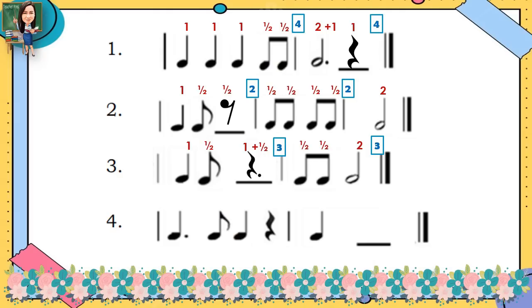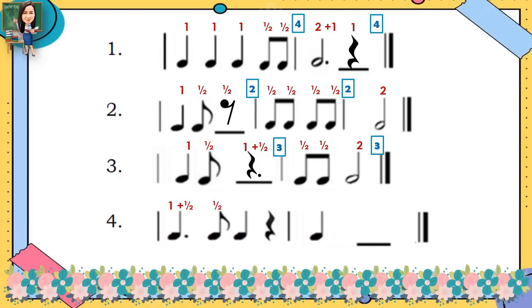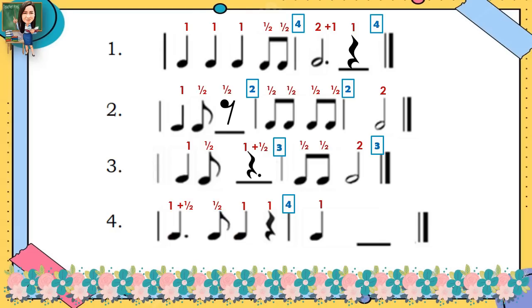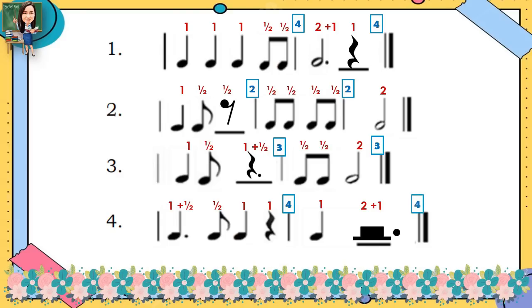Number 4. In the first measure, the dotted quarter note is 1 plus 1/2 equals 1 and 1/2. Eighth note has 1/2 beat. Quarter note has 1 beat. And quarter rest has 1 beat. For the total of 4. Now, in the second measure, the quarter note has 1 beat. So we need 3 more beats. The rest that has 3 beats is a dotted half rest. Half rest is 2 plus the dot is 1 equals 3, for the total of 4.